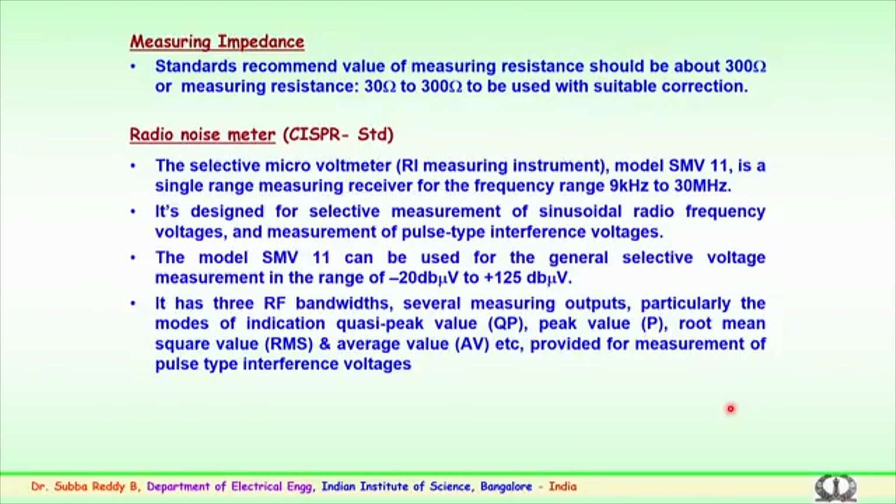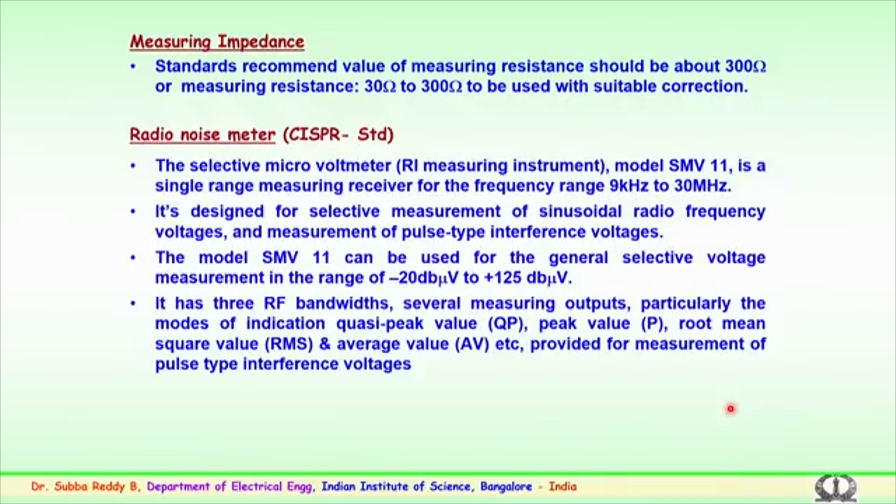So, in the laboratory we have a radio noise meter of model SMV11, which can measure from 9 kilohertz to 30 megahertz. This radio noise meter can be used for sinusoidal radio frequency voltages and also for measurement of pulse type interference voltages.